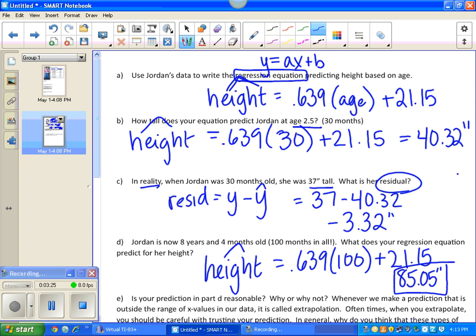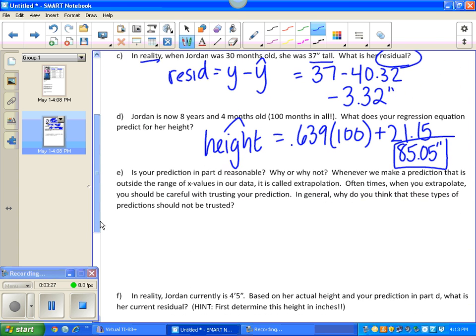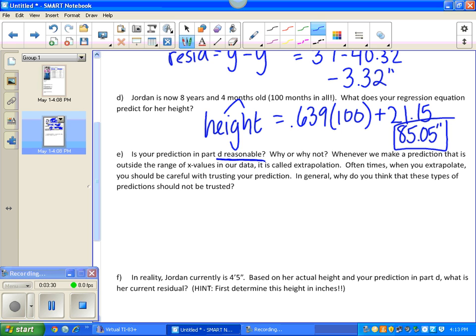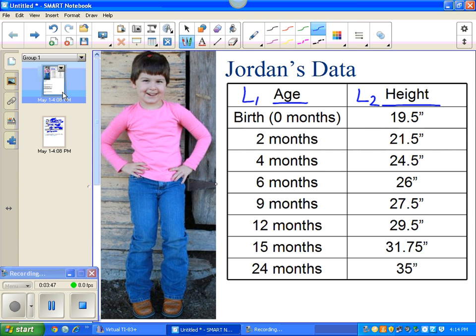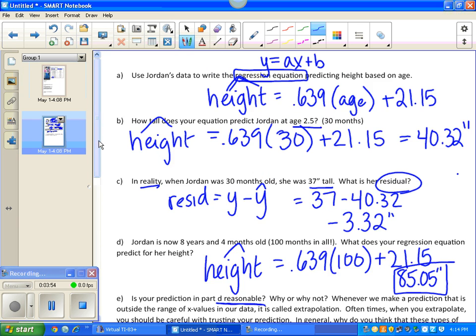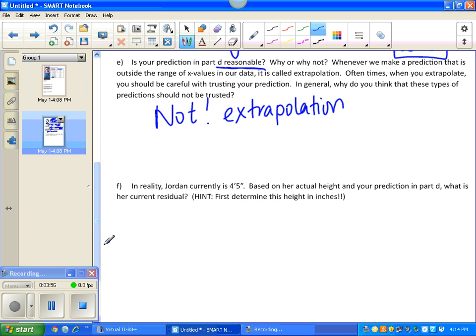So part E then says, is this prediction in part D reasonable? No, absolutely not. This is over 7 feet tall, so it's not. And what we call this is extrapolation. The original data that we have on Jordan is really only her height up until she's 2 years old. Now she's 8.5 years old. It's way outside of our data set, so it's not reasonable to use that. And that's why this is not a good value. It's not a good prediction.